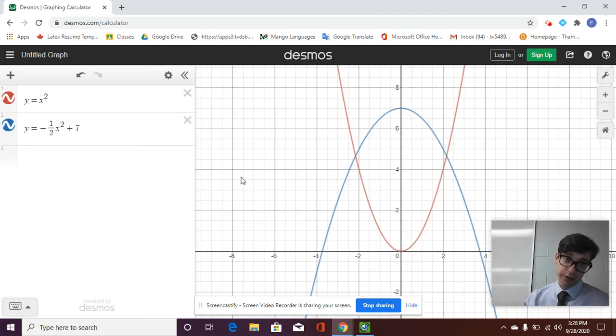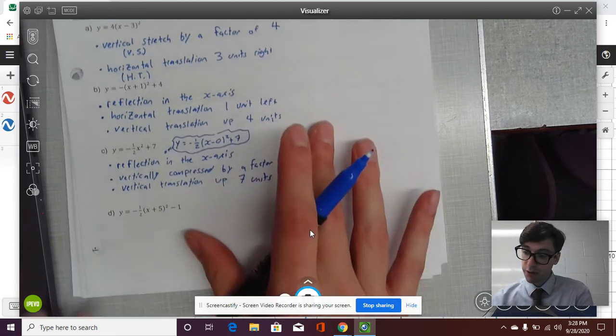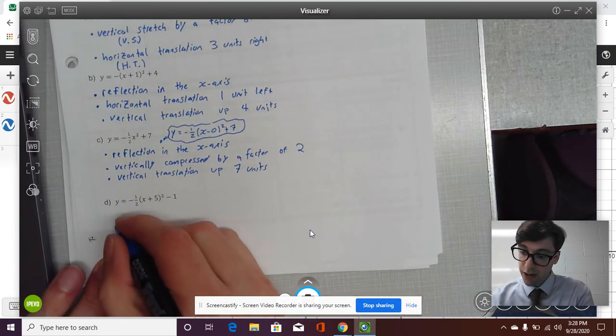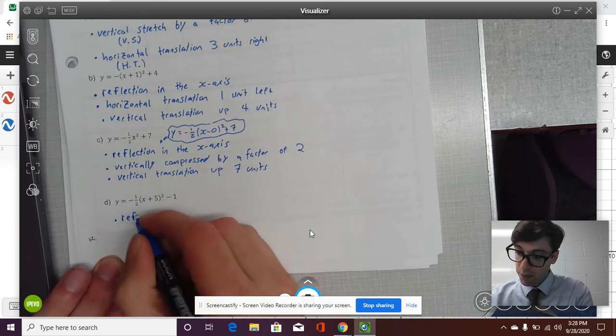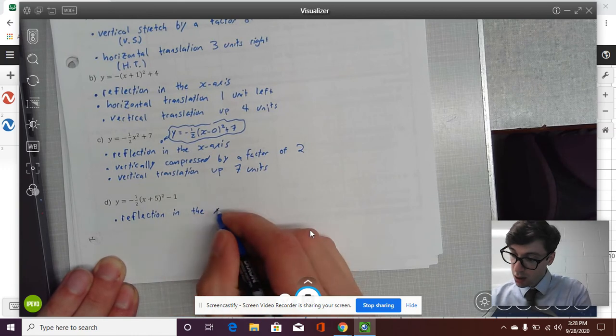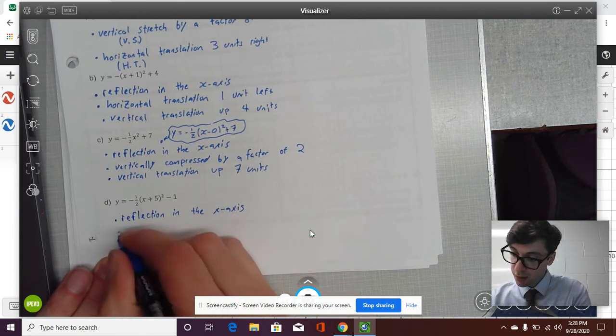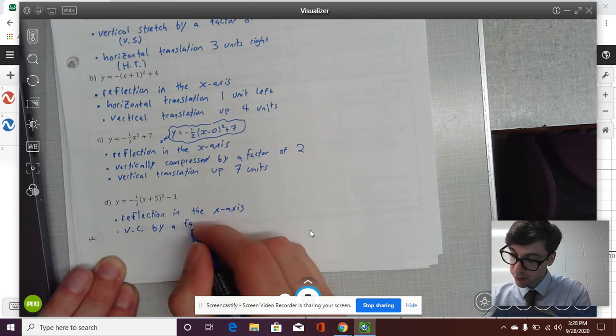So once we've described our transformations, when we look at the graph, you say, okay, yeah, that makes sense. This is what I've done to it. And we just have one more example. I'll go through quickly. Again, maybe pause the video and try this yourself. We always want to list them in order. This one has all 4 possible transformations. It's got a reflection in the x-axis. It has a VC by a factor of 2. That means vertical compression.